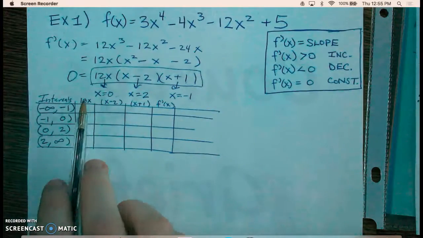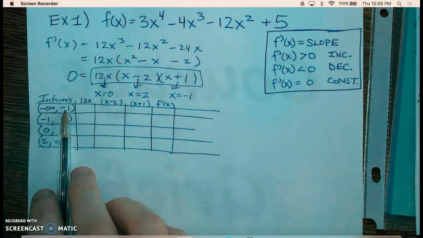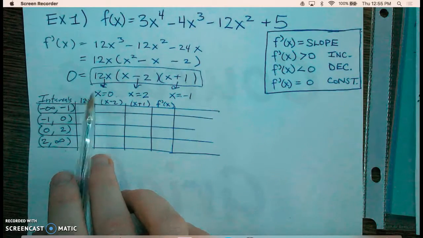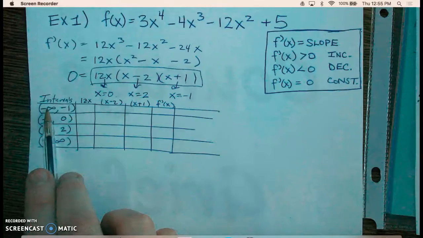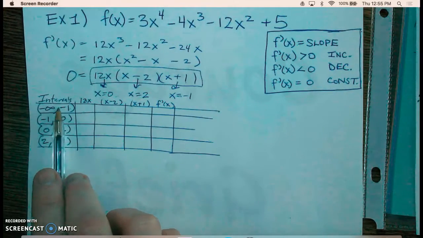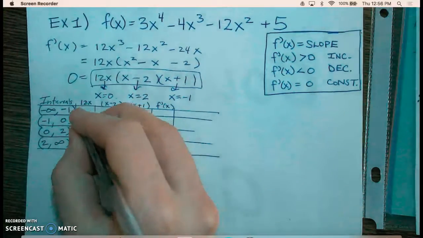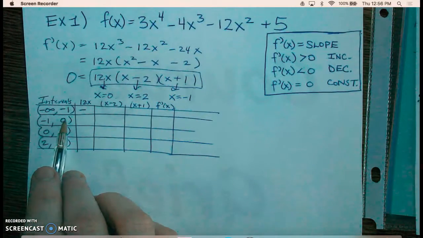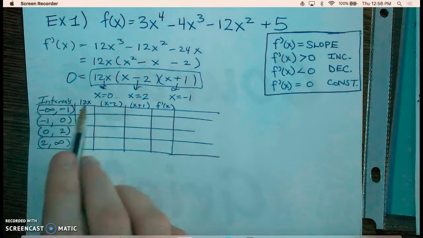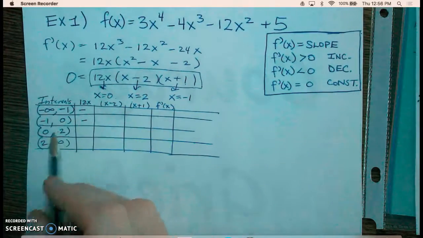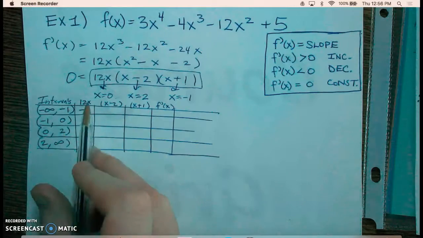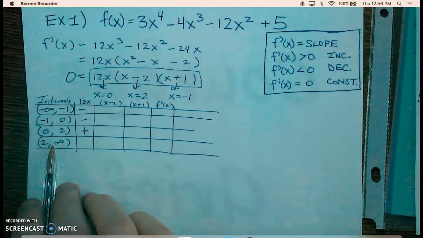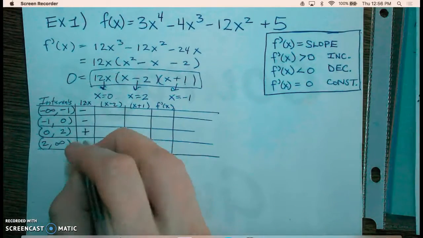Okay, so 12x. What we're going to do is test numbers in the interval to figure out whether this factor is positive or negative. So if I test something between -infinity and -1, say -10, that would make this negative. If I test something between -1 and 0, like -1/2, that's going to be negative. If I test a number between 0 and 2, say 1, that's positive. And if I test a number between 2 and infinity, say +10, that would be positive.